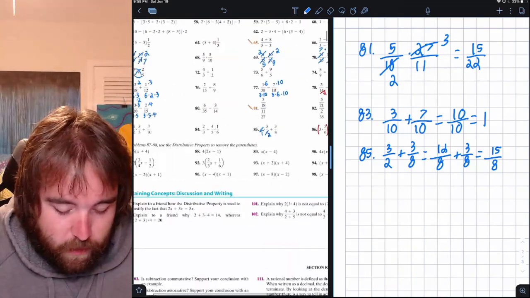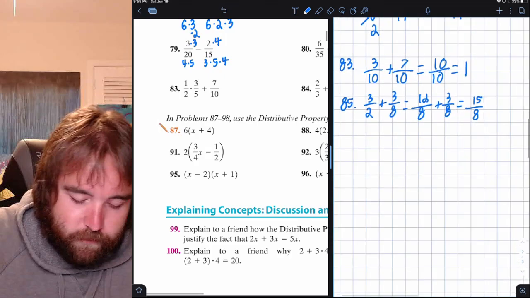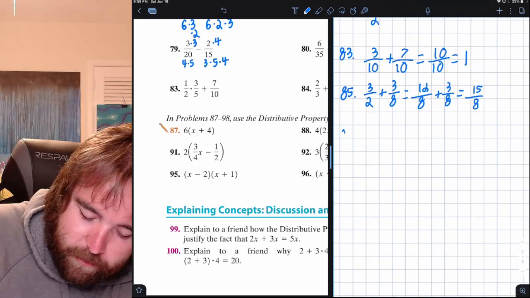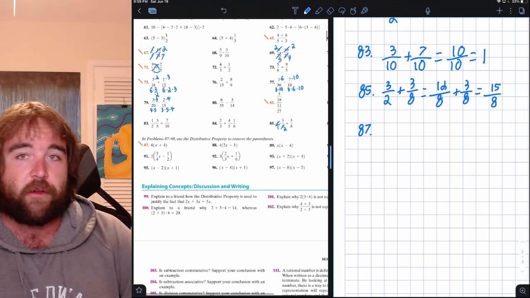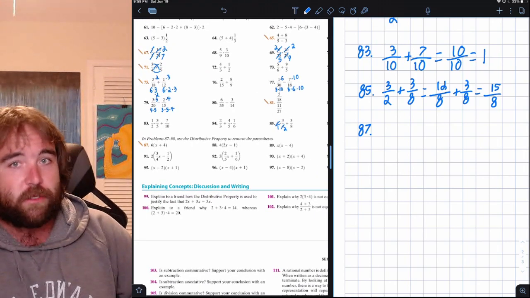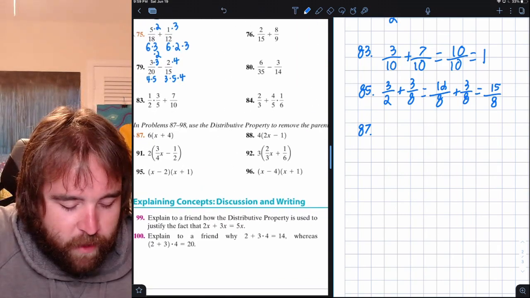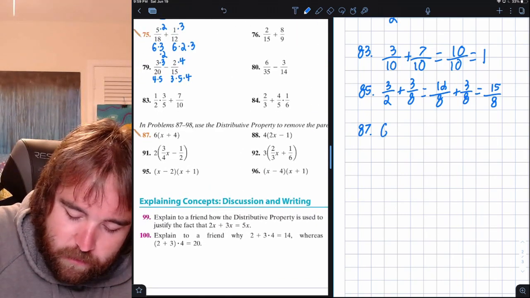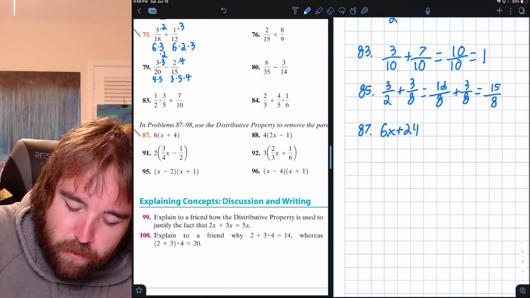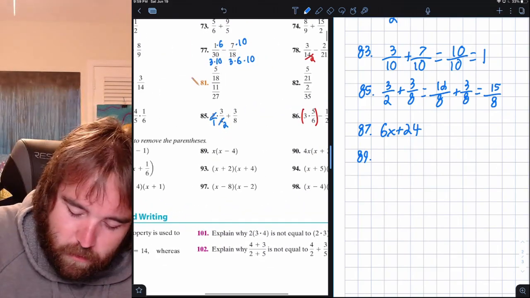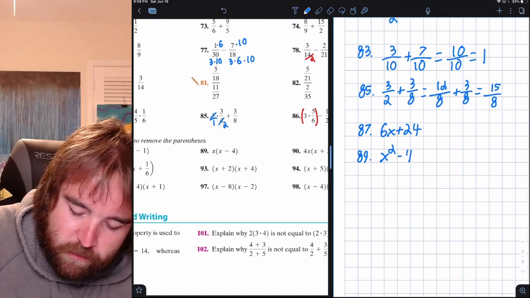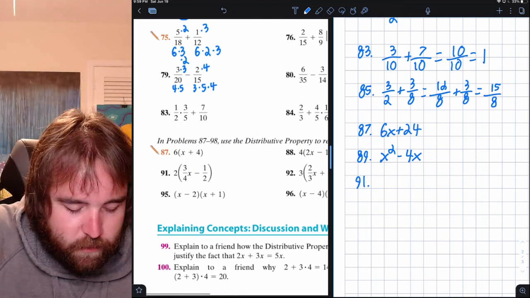All right, cool. 87. Distribute. The distributive property is really important. We really want to do this for the practice and the foiling. We've got to know how to foil, and we've got to know how to factor too. We'll get into the factoring later, but we've got to know how to foil. So we foil this: 6x plus 24. 89: x squared minus 4x. And this really should be this fast for you too. We should be really quick.